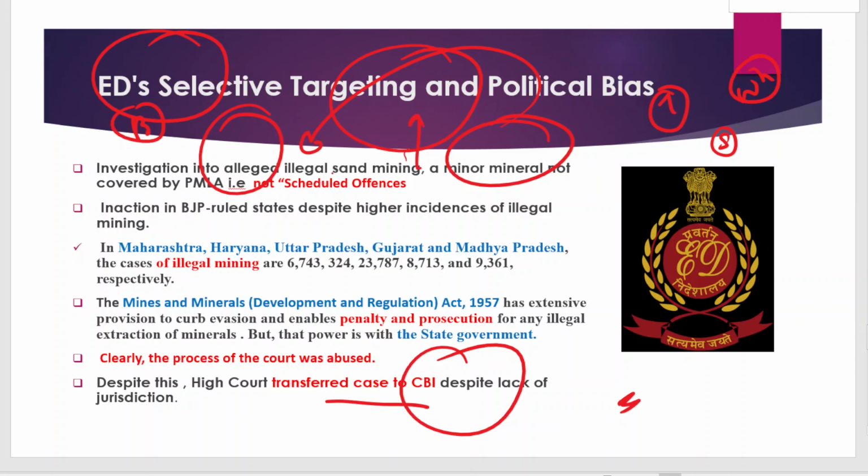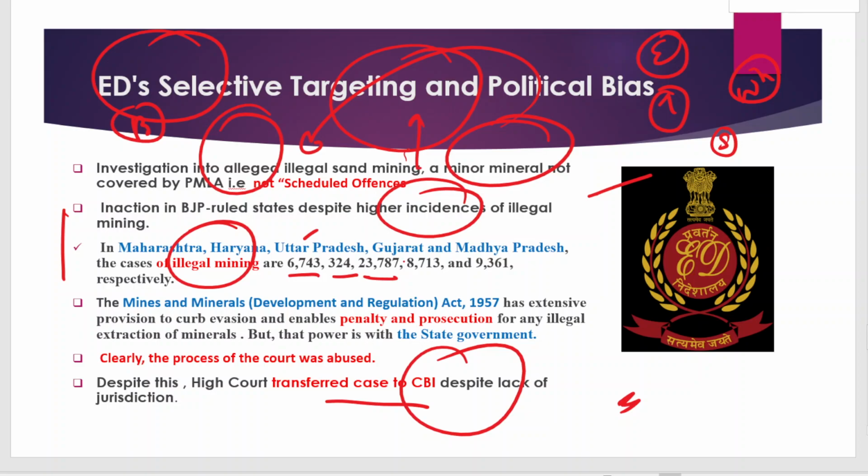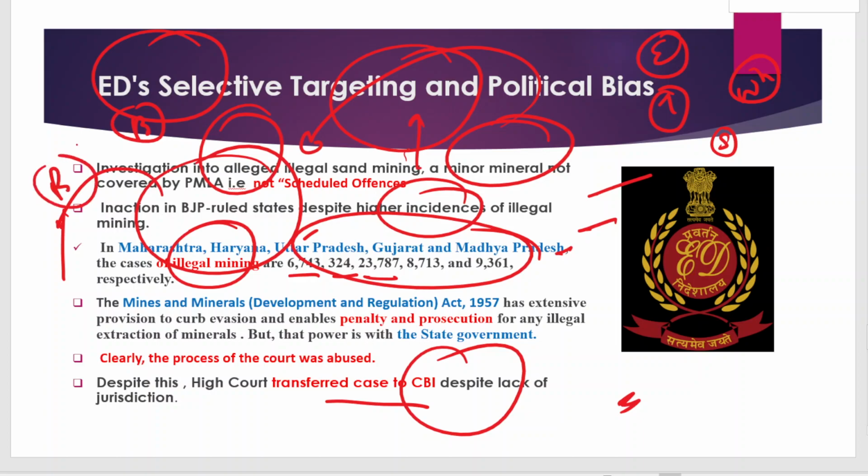And apart from that, what we have seen is that even in BJP-ruled states, despite a higher incidence of illegal mining, there is no action taken by the ED. Like in Maharashtra, Haryana, Uttar Pradesh, Gujarat, Madhya Pradesh, the cases of illegal mining are 6,743. Then we have 324. Then we have 23,787. So we have this type of cases, but you will not hear about any one of them. So this represents the bias, although you cannot name the government in the main answer writing, you can quote the data as well.